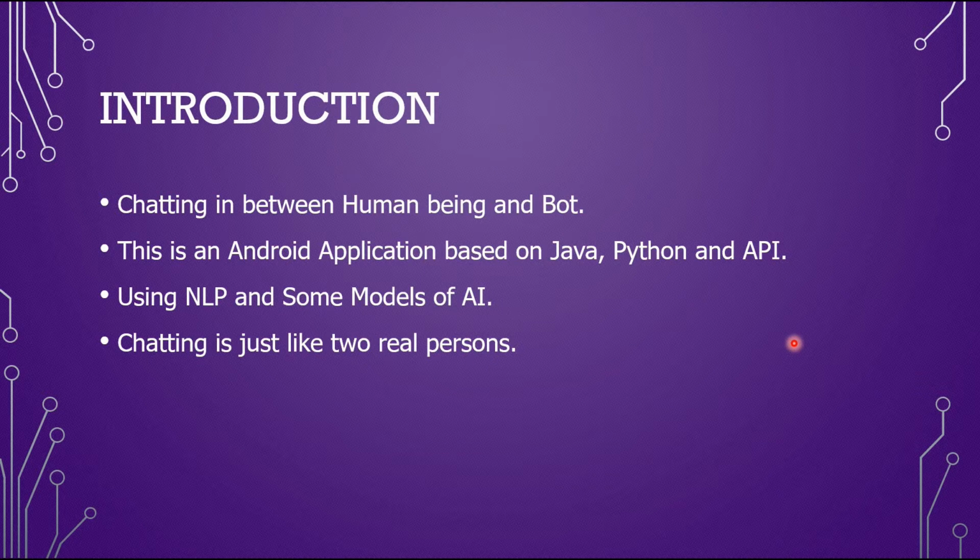of web application, AI application. The number one is chatting in between human being and bot. In this application, the chatting will be possible of human being or real person and a bot. This is AI chatbot, and this is application in Java, Python API. API is basically used Python API, which will be integrated with Java of Android Studio. And using NLP, natural language processing, and some models and algorithms of AI. Then last is chatting is just like to real persons.